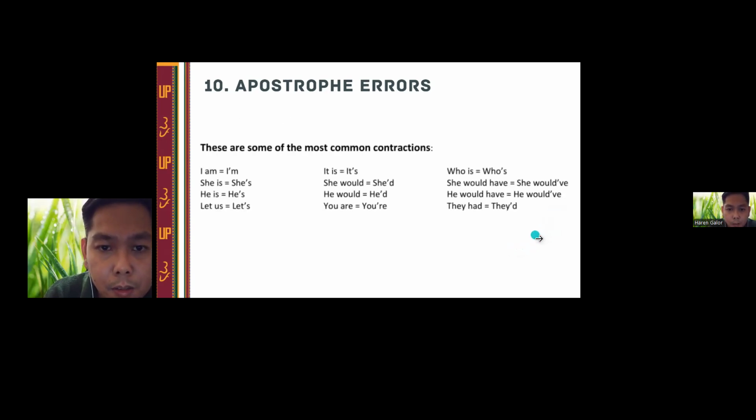So here are the most common contractions used. Feel free to pause the video to take a closer look and to refresh yourselves.